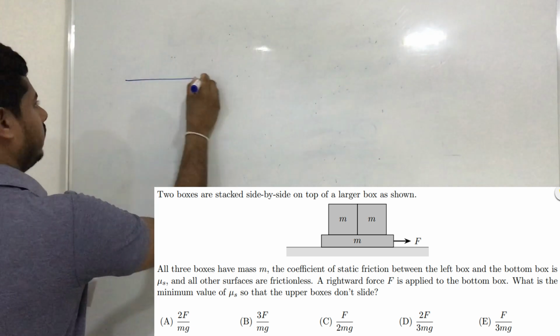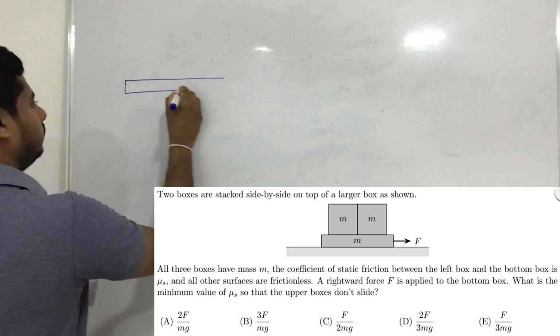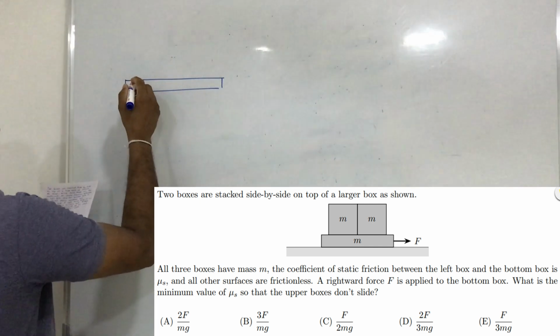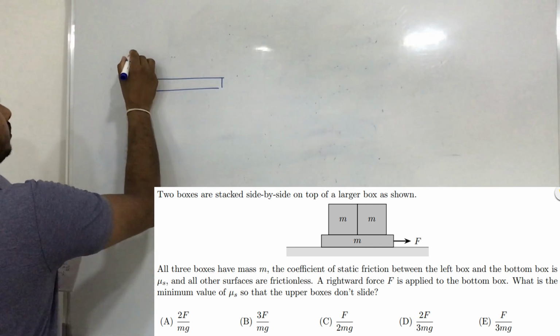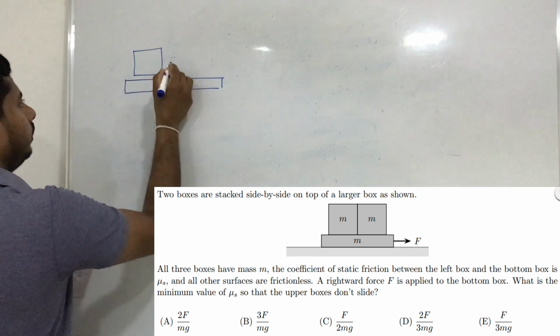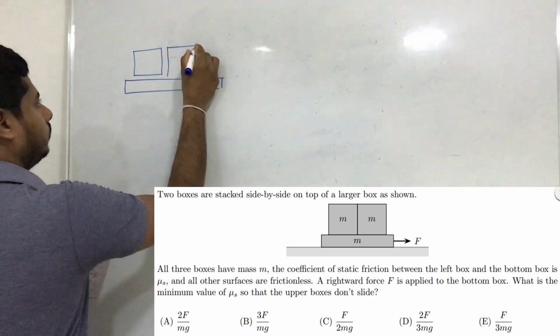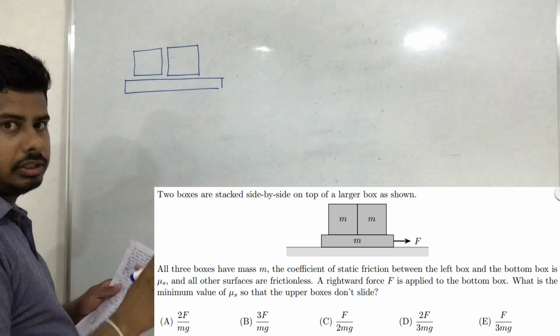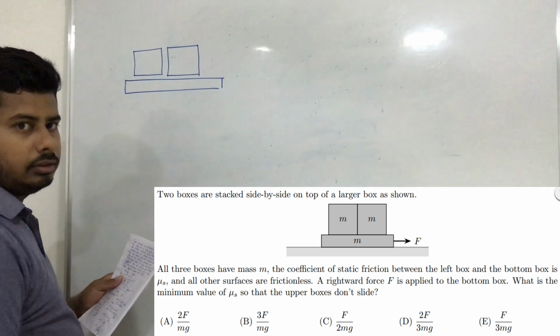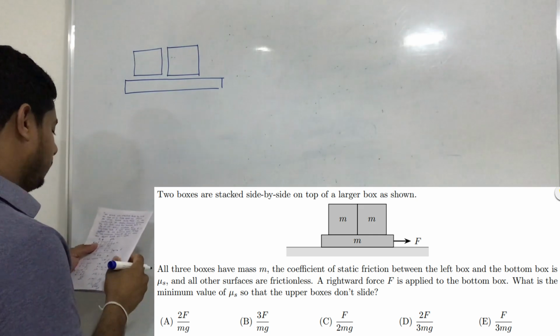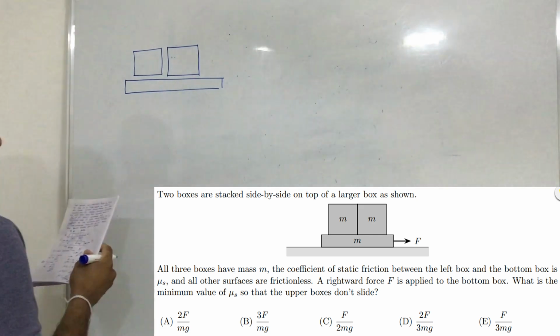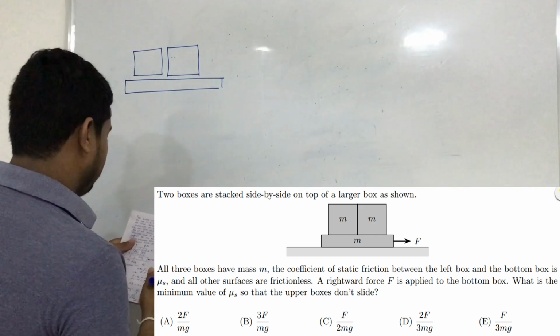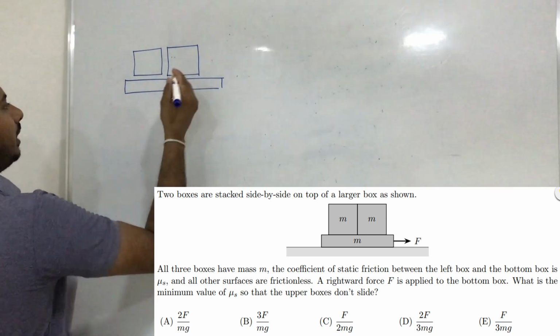So we have a larger box, and we have two boxes placed on this box like this way. You can see the actual picture given in the question on the screen. All three boxes have the same mass, simple length.